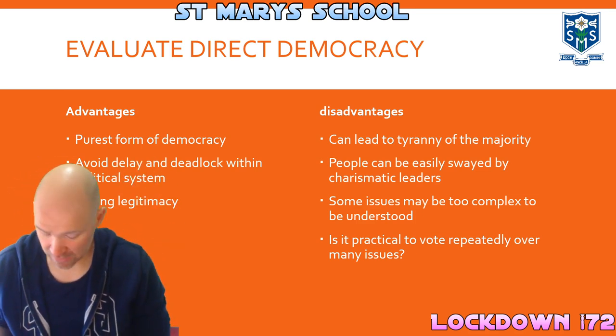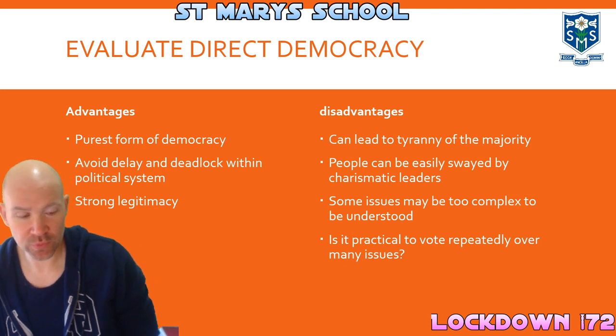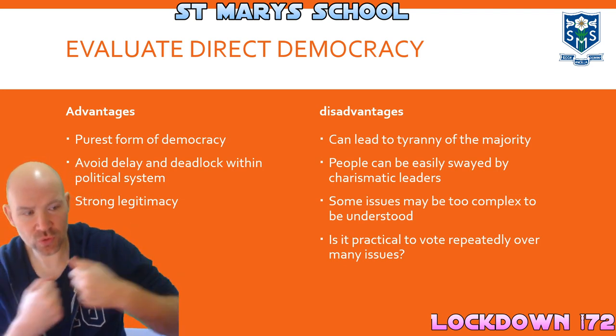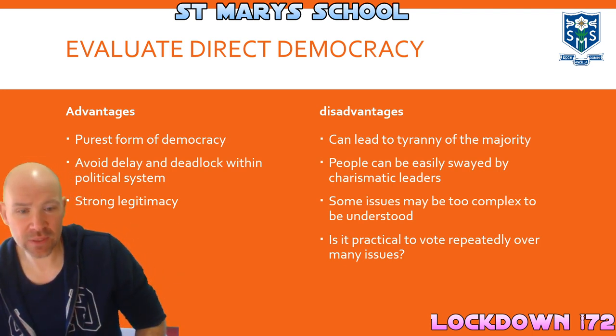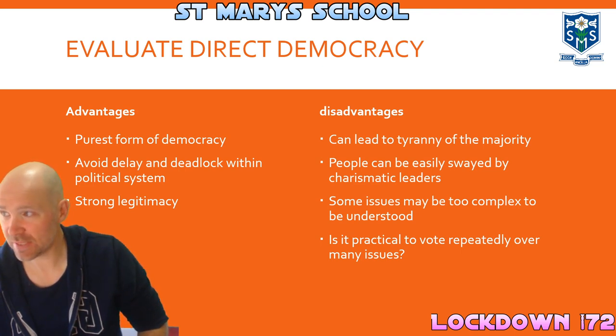When there are issues such as, well, do I want to raise taxes? No. Do I want to improve the police? Yes. Do those two ideas go together? Is it practical to vote repeatedly over many issues? Like, how would that actually work?